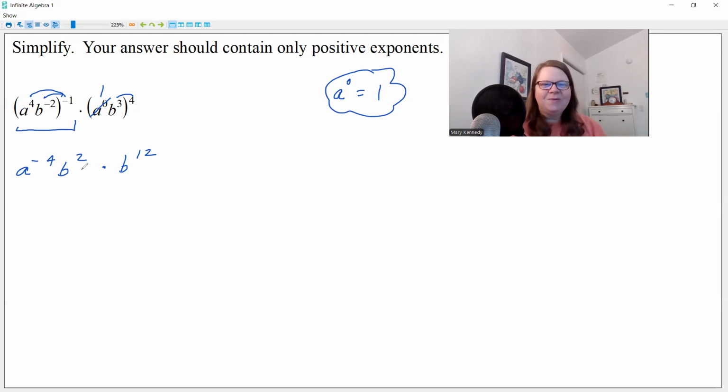I've got a negative exponent and I've got two terms with b in them. So I need to move that a to the denominator. a to the -4 moves to the denominator, becomes +4. And then I've got these b's, so I'm going to write the base and then add the exponents. 2 plus 12 is 14. That's it. That's the simplified version of this crazy looking problem.